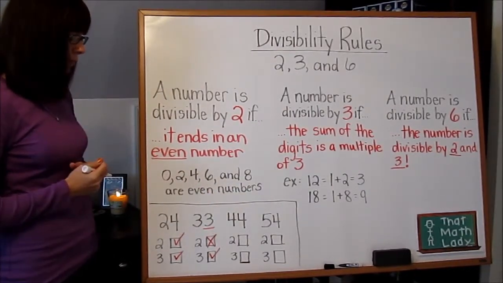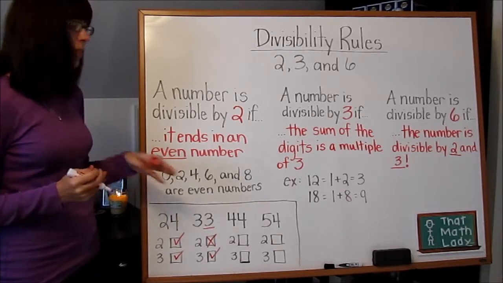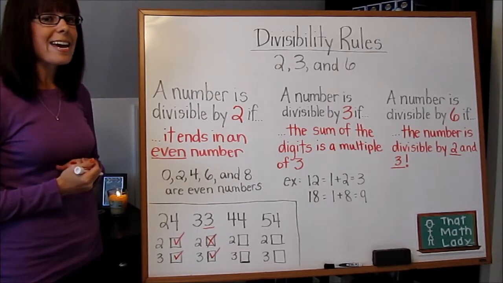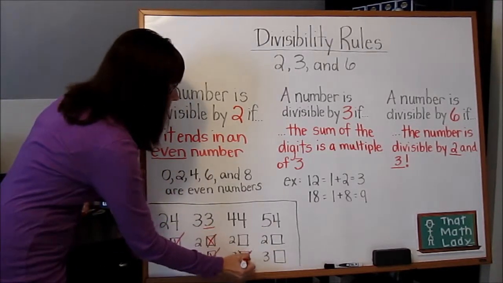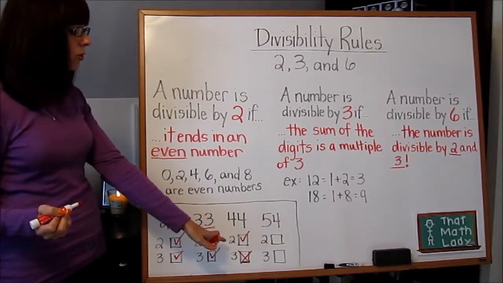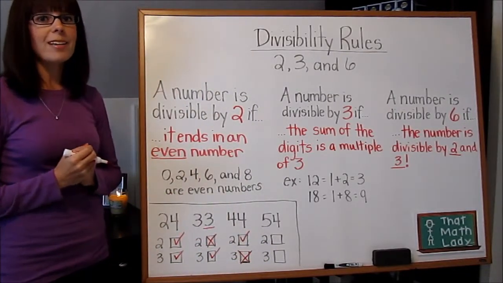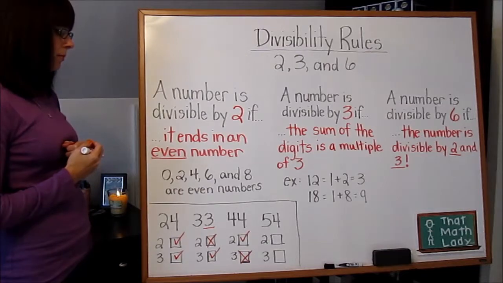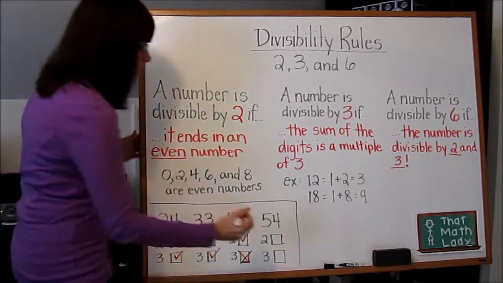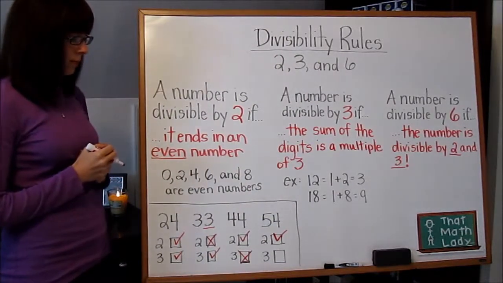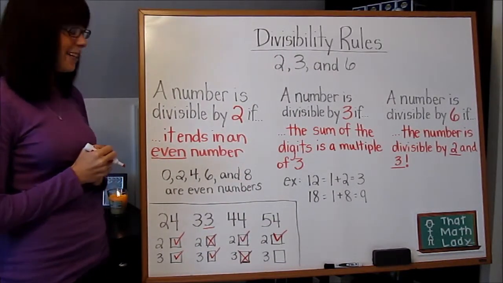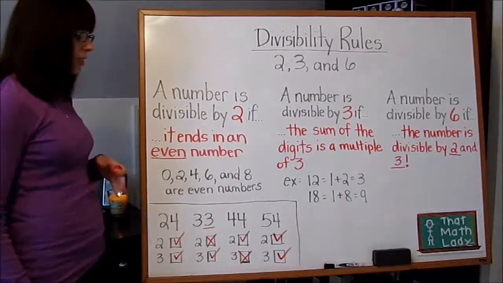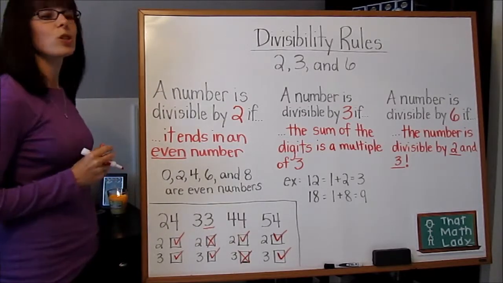What about 44? 4 is even. Add the digits together, see what happens. Well, 4 plus 4 is 8, and 8 is not a multiple of 3. So even though it is divisible by 2, it's not divisible by 3, and therefore not divisible by 6. And then 54, last one. Yep, it is divisible by 2. What about 3? 5 plus 4 is 9. 9 is a multiple of 3, so it passes the test for 2 and 3, and therefore also 6. And those are your divisibility rules for 2, 3, and 6.